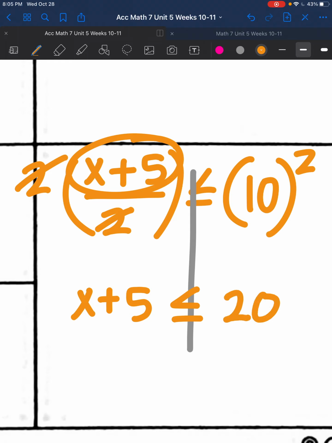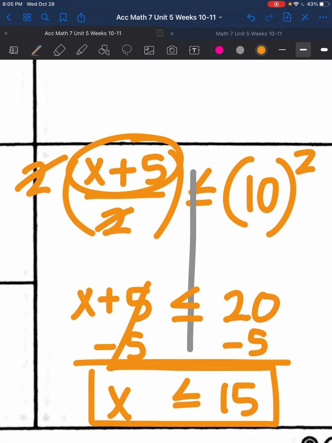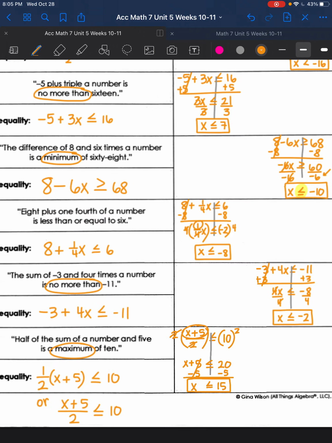Now to get that x by itself, I'm going to subtract 5 on both sides. And I find that x is less than or equal to 15. And that is my solution.